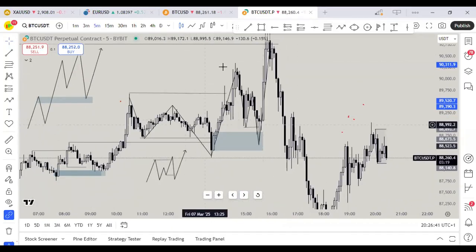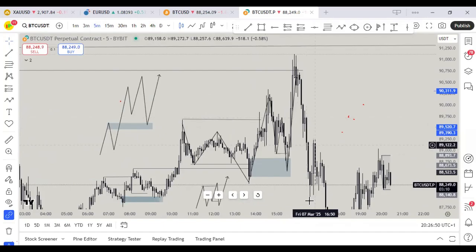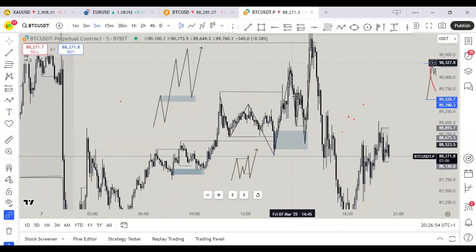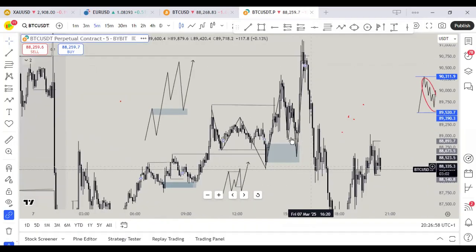So as soon as price retrace back, gave me liquidity before tapping into my point of interest and started going bullish, I buy to sell. As price mitigated, I took my TP at this level. As price mitigated this QMR, I started selling BTC immediately.